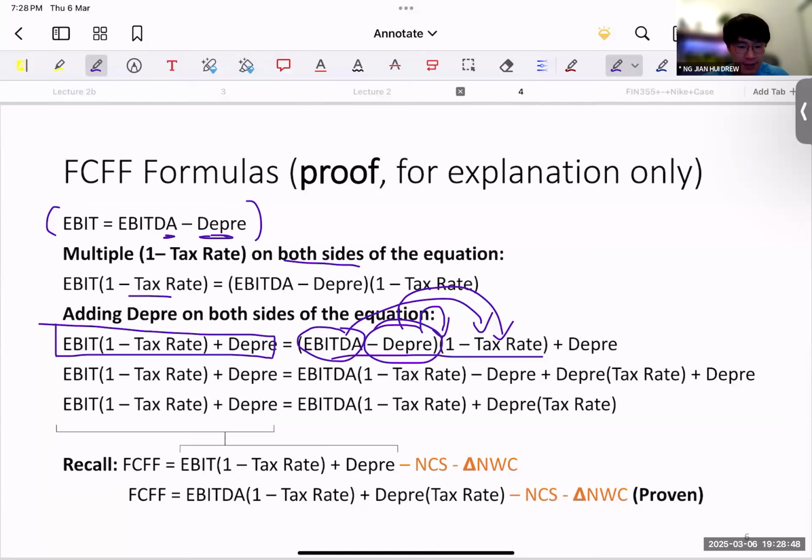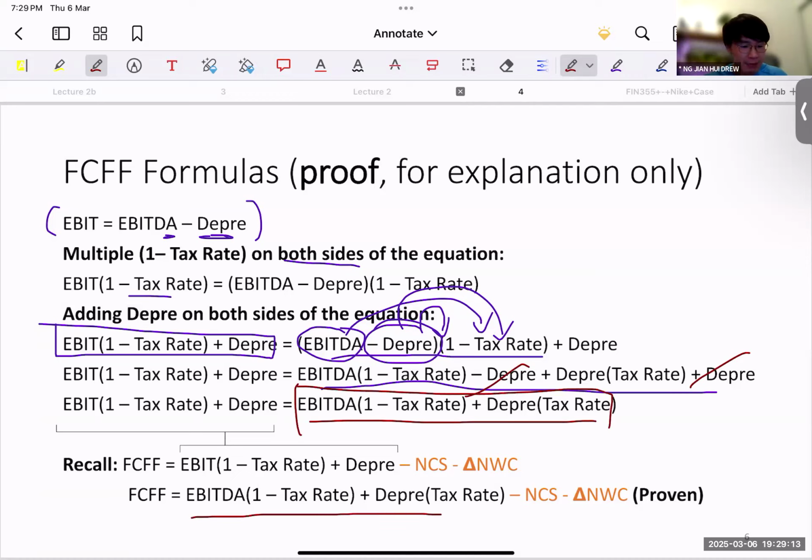By doing so, I've gotten this thing here, and then I notice that depreciation and depreciation can cancel out, which is why we get depreciation times tax rate. And so our EBITDA formula is given by this: EBITDA times 1 minus tax, plus depreciation times tax rate.